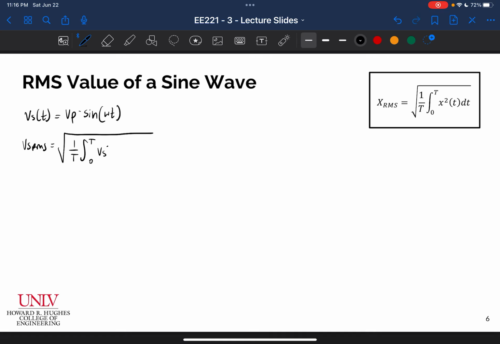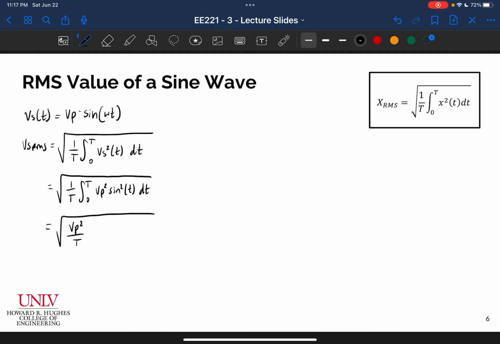Let me just write that first, just like that. That's my formula. So if I wanted to go ahead and carry this out, I would say 1 over T, integral from 0 to T of Vp squared sine squared of t dt. And I could pull this Vp squared out, integral from 0 to T of sine squared of t dt.